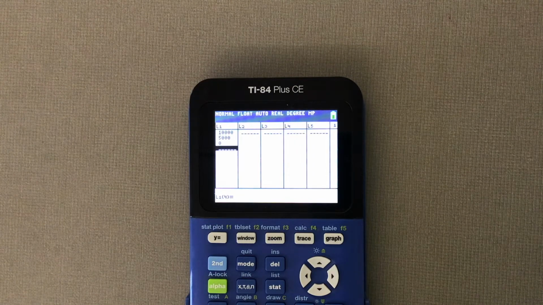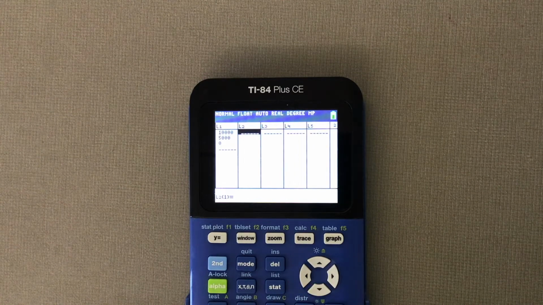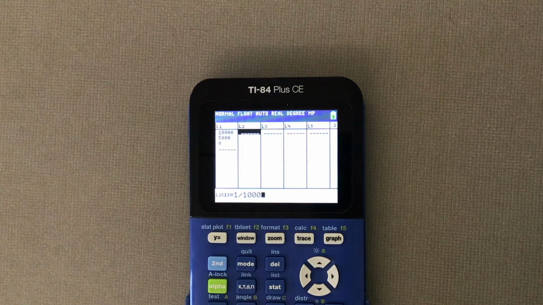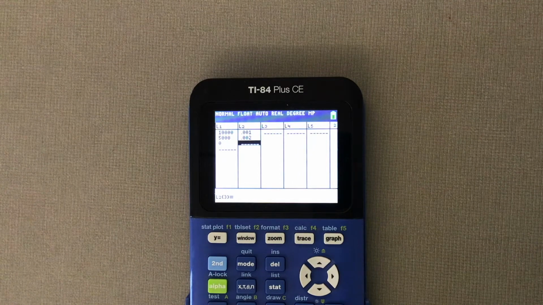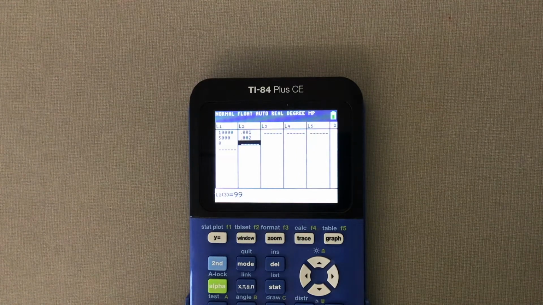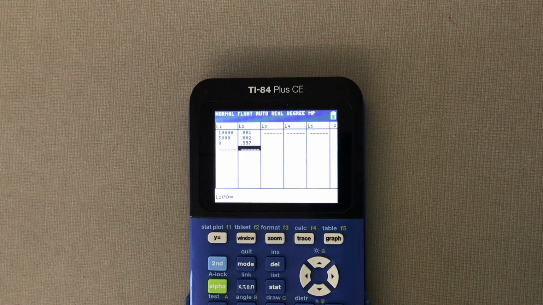So in order to make that work, what we're going to do is move over to list 2, and we're going to put in the probabilities for each of these lined up accordingly. So $10,000 only has a 1 in 1,000 chance, or in other words, a 0.001 chance. $5,000 is 2 out of 1,000, so 0.002. And then 997 of our 1,000 are expected to have no change to their payout amount, so $0 there.